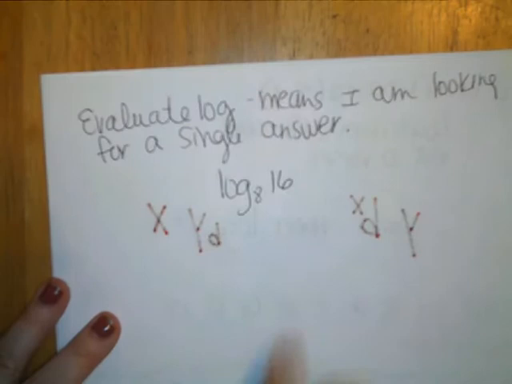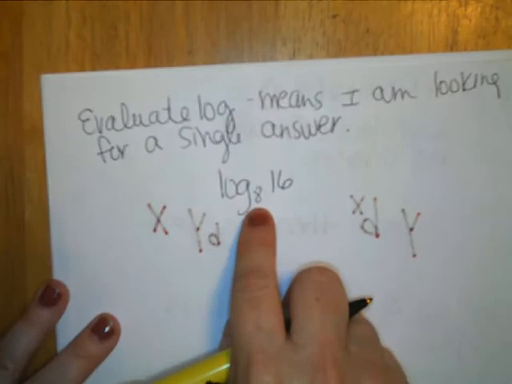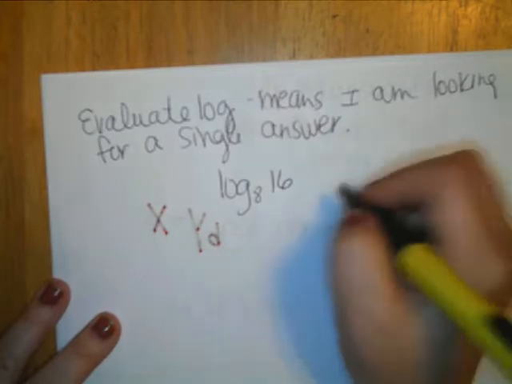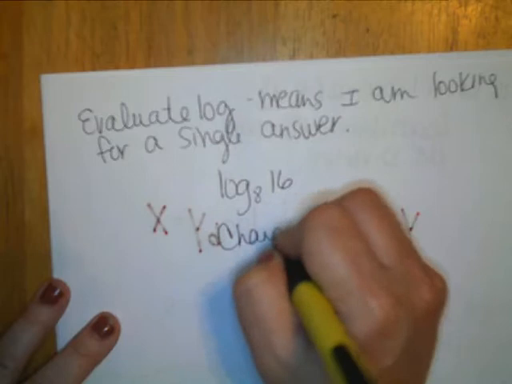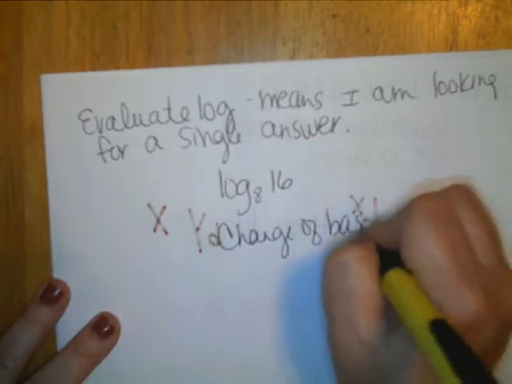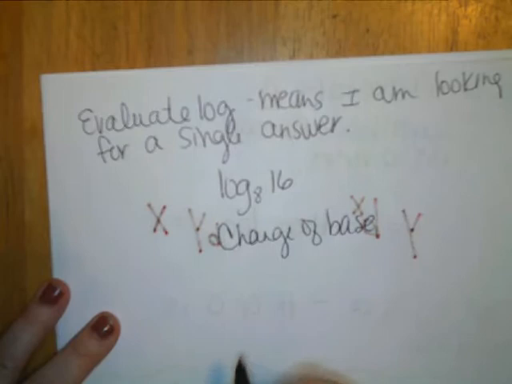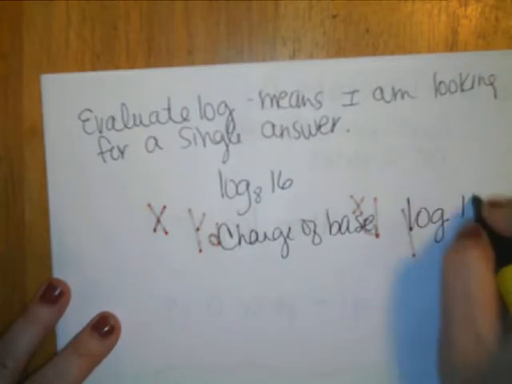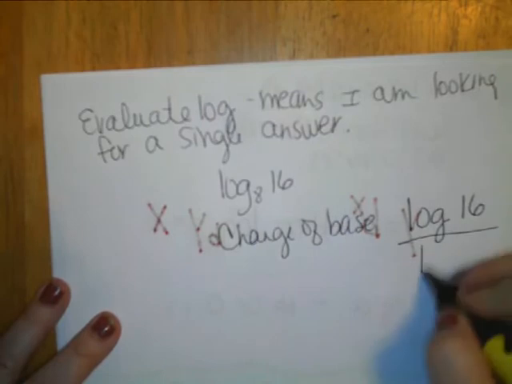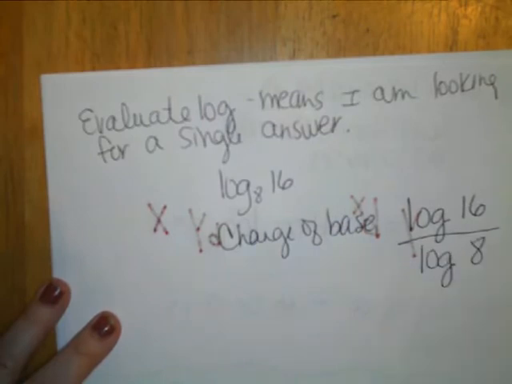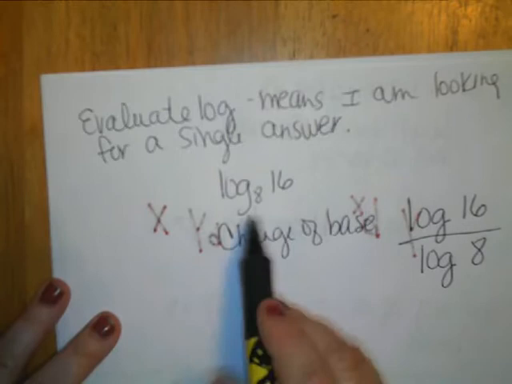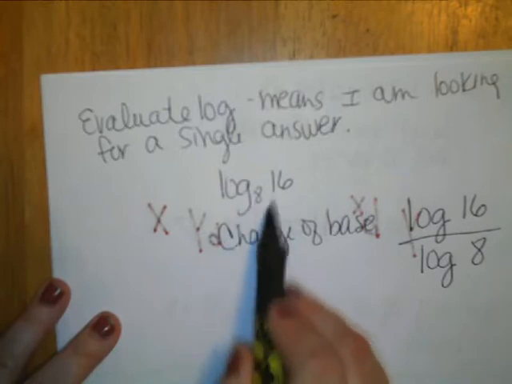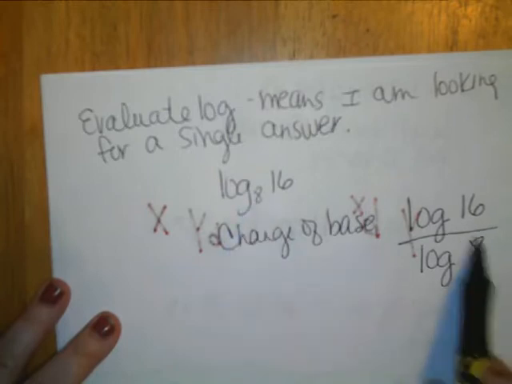Remember I said your calculator couldn't do anything except for base 10? So we have to convert it to base 10. And we're going to use what's called the change of base, because we're going to change the base to 10. Here's how it works. You take log base 10 of 16 over log base 10 of 8. Notice that my base here became my function.